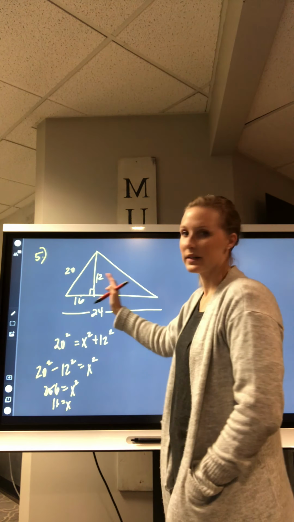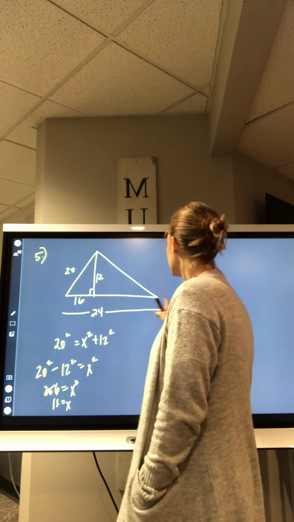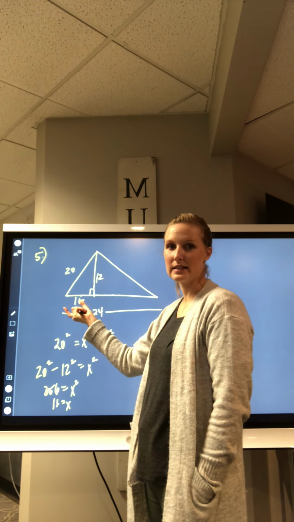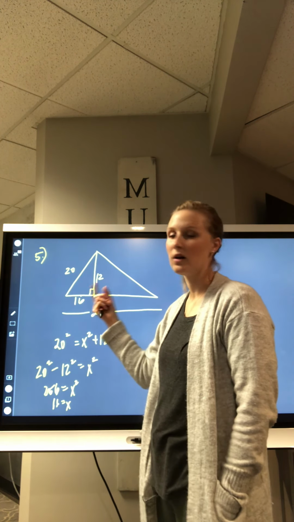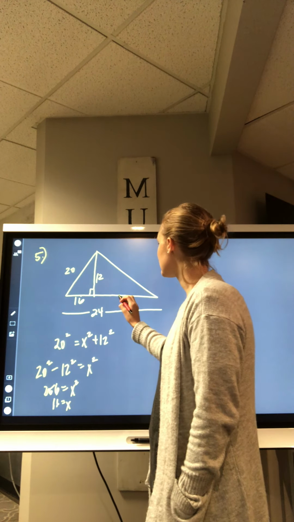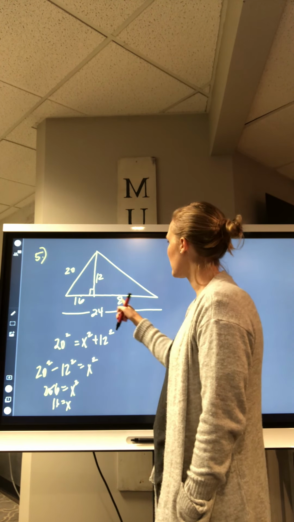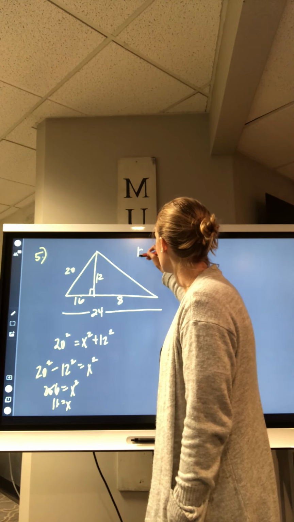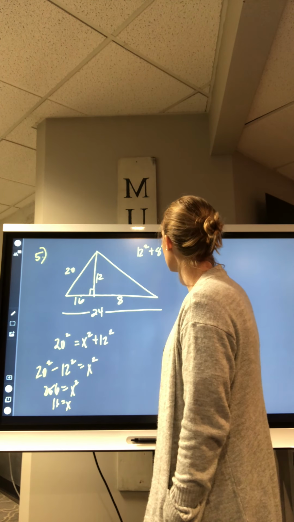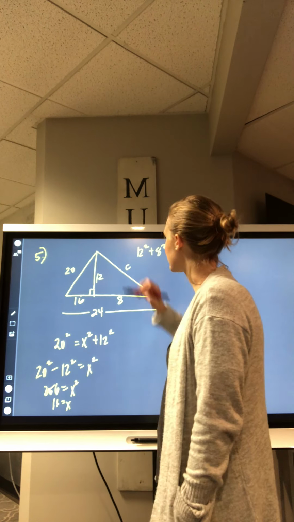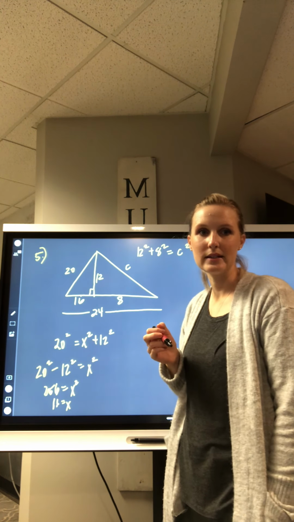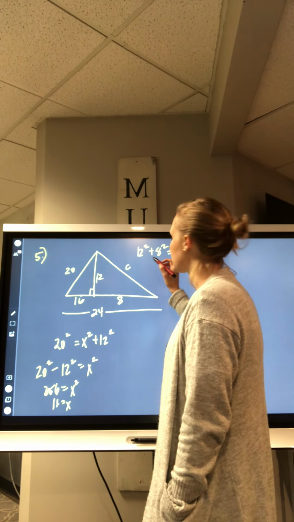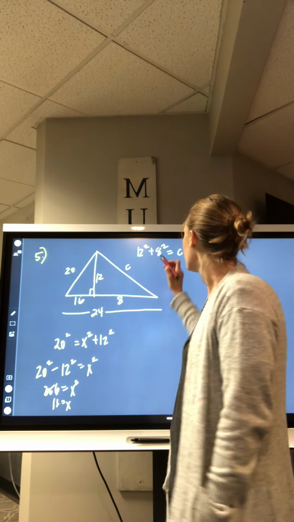And then I can start to work on the second triangle. This whole length is 24 and this piece is 16. Obviously it's not drawn to scale, but 24 minus 16 is 8. And then we have 8 and 12. And so now I can find the hypotenuse of the other triangle. 12 squared plus 8 squared equals c squared. We'll call this guy c. So I end up getting 144 plus 64 gives me 208.